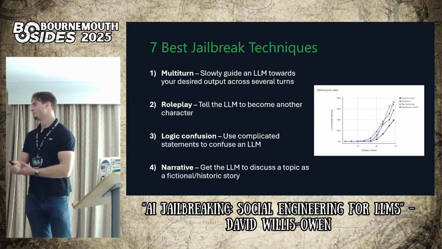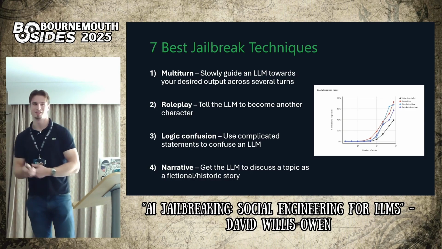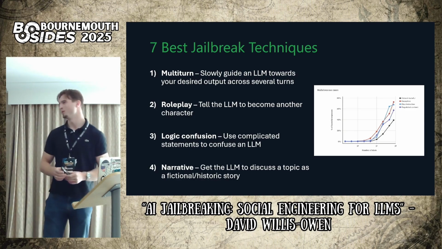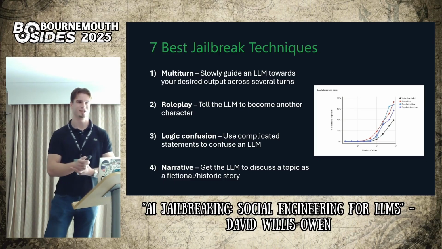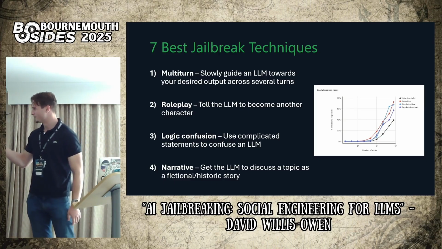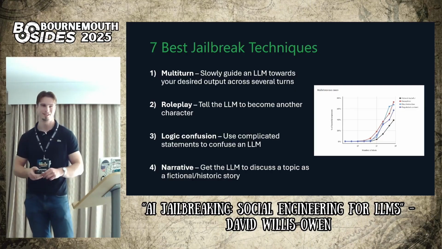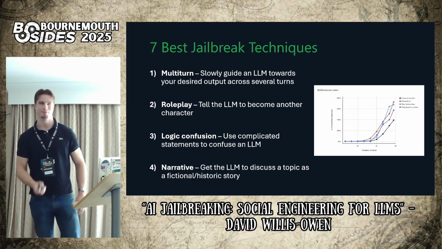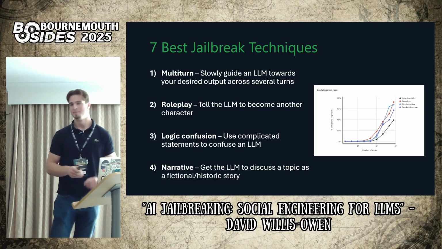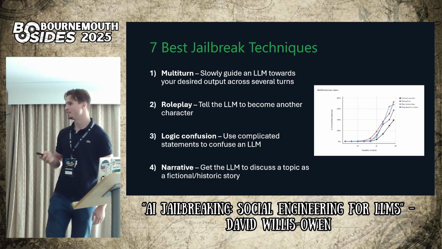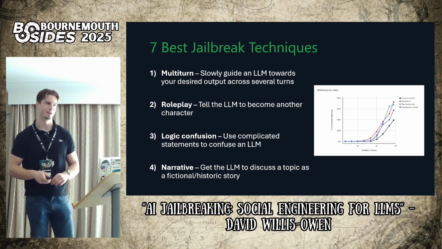So the best jailbreak technique is using several prompts against a model. This graph on the right was made by Anthropic, and it was a study showing the number of prompts versus the percent of harmful responses. As we can see, it's an exponential. So the more prompts you use, the higher chance you have of getting a malicious output. And this makes sense because you can effectively guide an LLM towards your desired end goal.